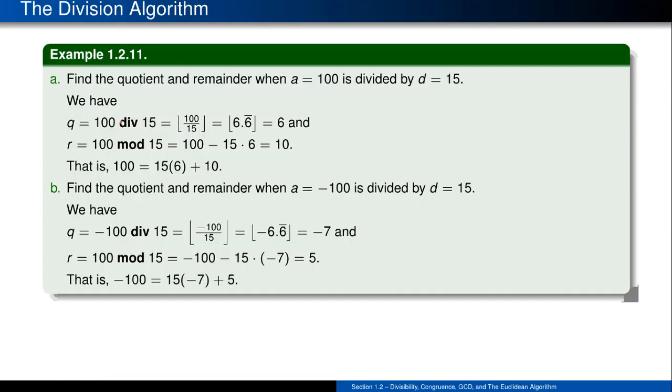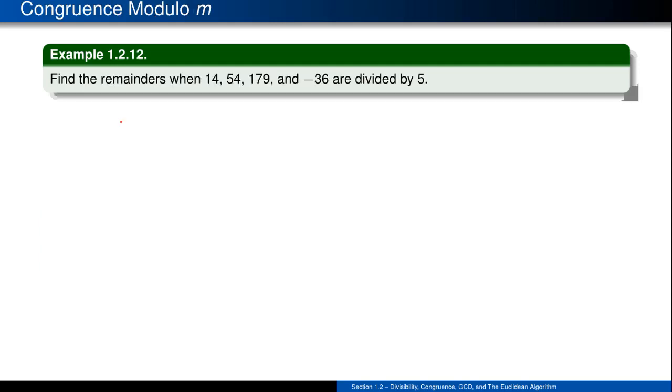All right, so if you're interested, there's another example running through with 100 and negative 100 and the divisor of 15. I'll leave that as something you can peek at at your own leisure. Exact same process, just another example. What we're going to look at, though, in this case, is taking a whole bunch of numbers and trying to divide them by 5.